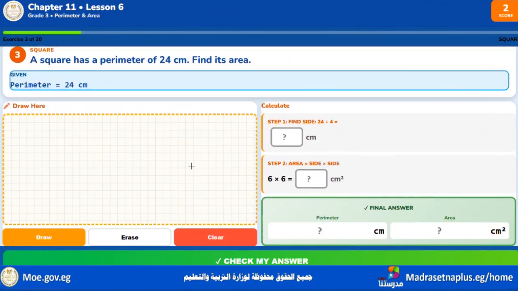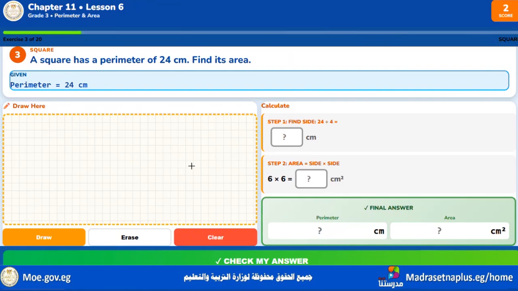Next, a square has a perimeter of 24 centimeters. Find the area. So in our problem, if you know the perimeter, can you get the area? Yeah. If you know the area, can you get the perimeter? Yeah. By knowing the formula: the perimeter equals side times 4, and the area equals side times itself.